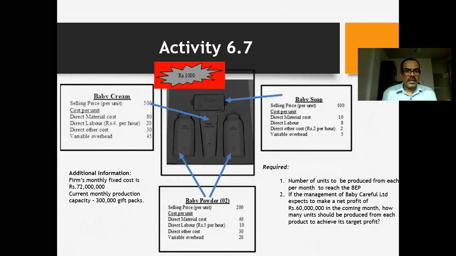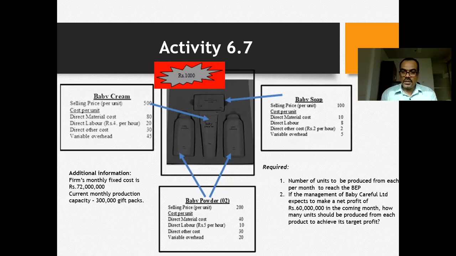Cost per unit: direct material 80, direct labor 20, other direct costs, variable overheads. The same structure has been given for 3 products. Additional information says that monthly fixed cost, this talks about a month. So then what is your relevant range? A month. Current monthly production capacity is 300,000 packs. So as an ordinary person who can read and understand basic things and who has basic knowledge about mathematics, try to solve this problem.